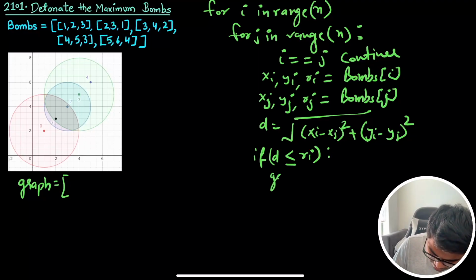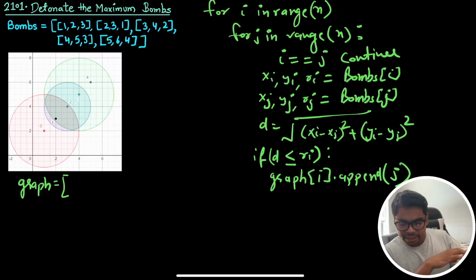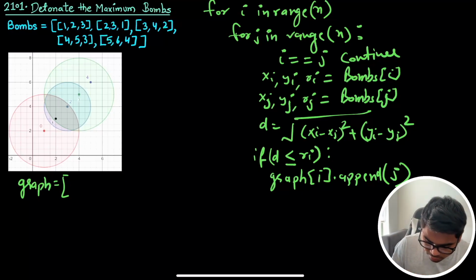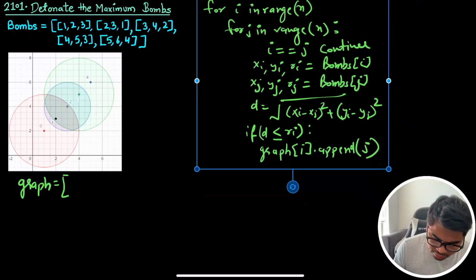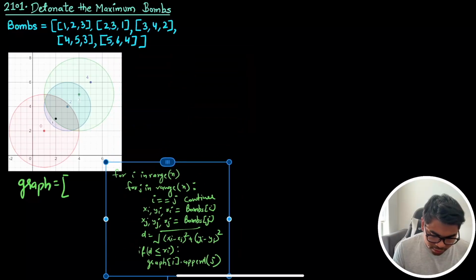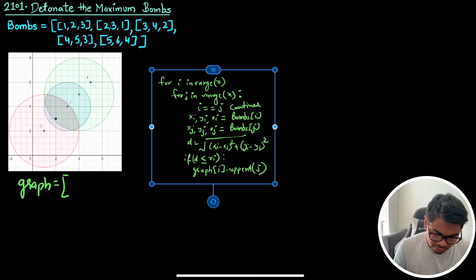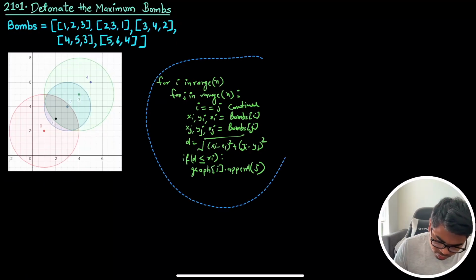So I will add this to my graph. So graph[i].append(j). So j is the neighbor, that means j is reachable from the ith bomb. So this is all of the code that we will need to create our graph. This is the entire code we will be using to create our graph. So I'm just gonna get rid of this and move this code right here.